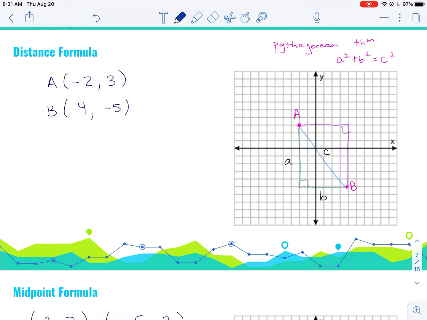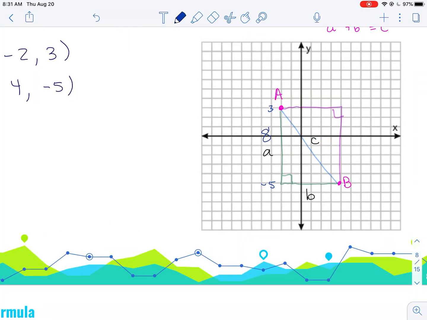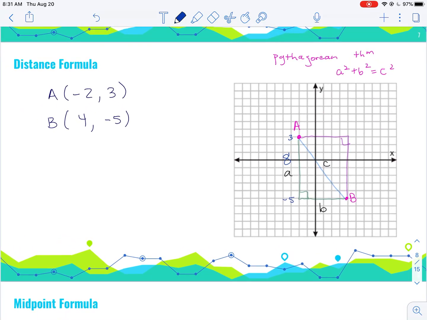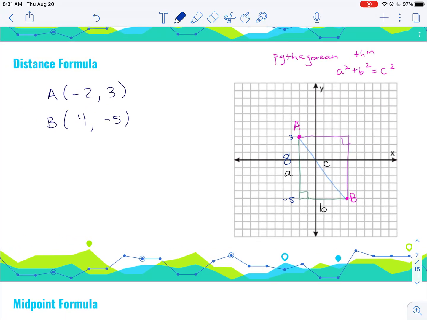So for my vertical side of that triangle, the lowest it went was -5, and the highest it went was 3. So if I go from -5 to 3, the length of that side is going to be 8. So the vertical side length is 8. For the horizontal side, it started at -2, and it traveled over to 4. So that side length is going to be 6. So the horizontal side length of my triangle is 6. The vertical side length of my triangle is 8.